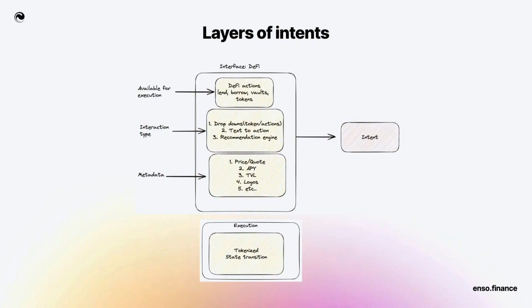So there's different layers. I think a lot of people talk about the execution and not enough people talk about the interface. So how are people going to present to the user for selecting what they would like to do? Is it going to be the Uniswap style of dropping down? Is that what we're going to continue to build? Or are we going to build a recommendation engine based upon your prior interactions, text to action, speech to action, and so forth? There's many different layers.